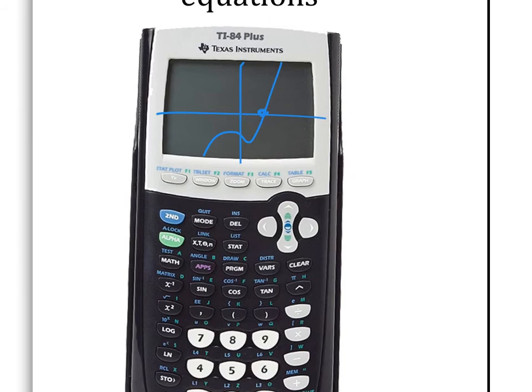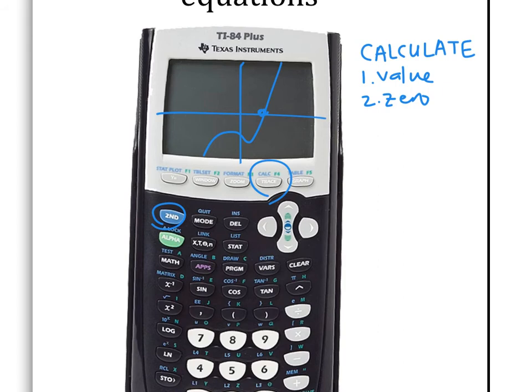So to solve that, you're going to click on second first and then trace. The reason is that when you click second, that is the blue button, it calls out the blue function. The blue function says calc. Calc means calculate. When you click on that, you're going to open up a list of functions. The first one says value. The second one says 0. So 0 is the one you want because we're trying to figure out where it's crossing the 0 or x-axis. Click on that. Number 2, I usually just type in 2. Saves myself some time.